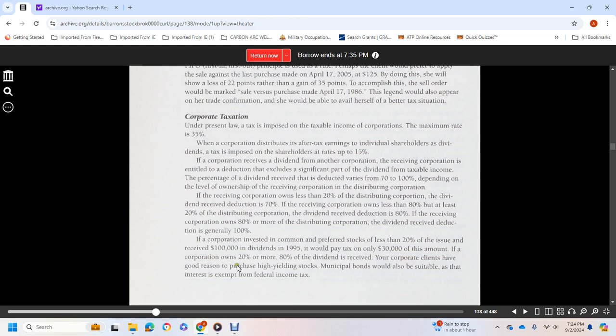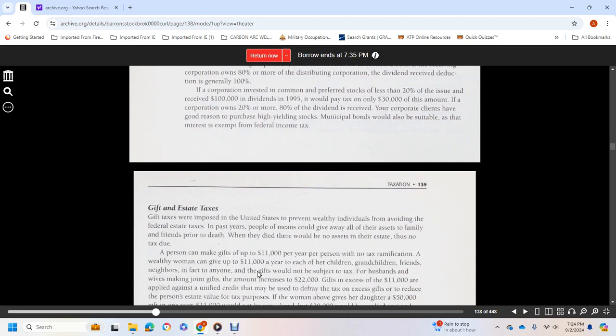Corporate clients have a good reason to purchase high-yielding stocks. Municipal bonds would also be suitable, since the interest is exempt except for the federal income tax.